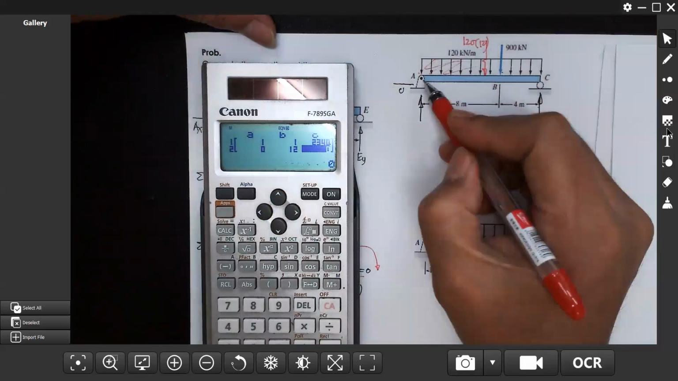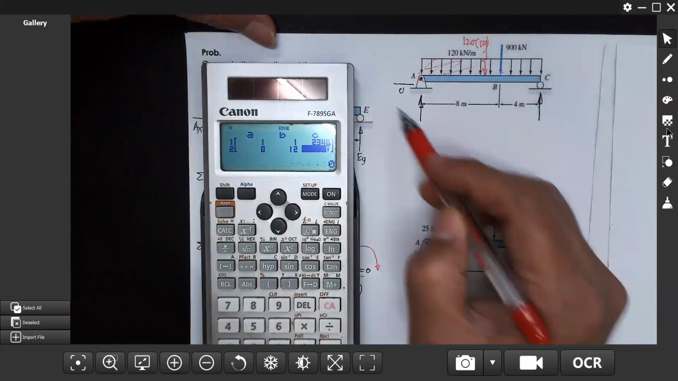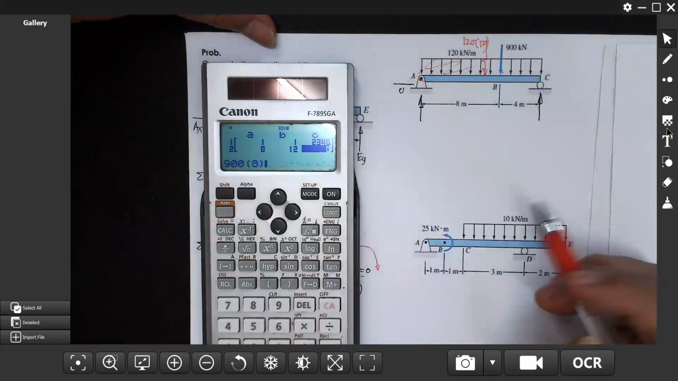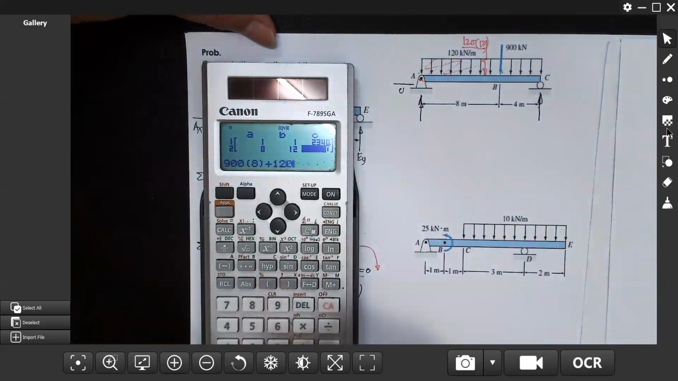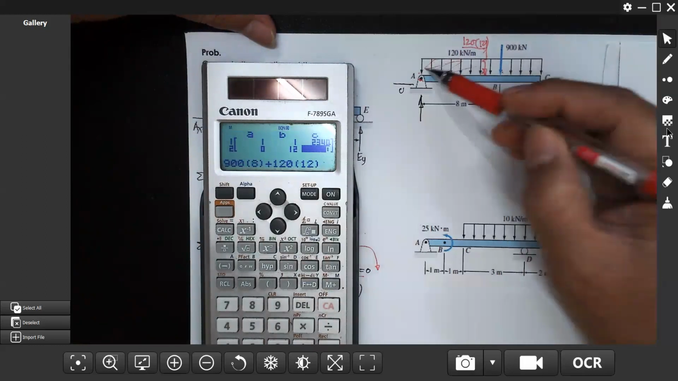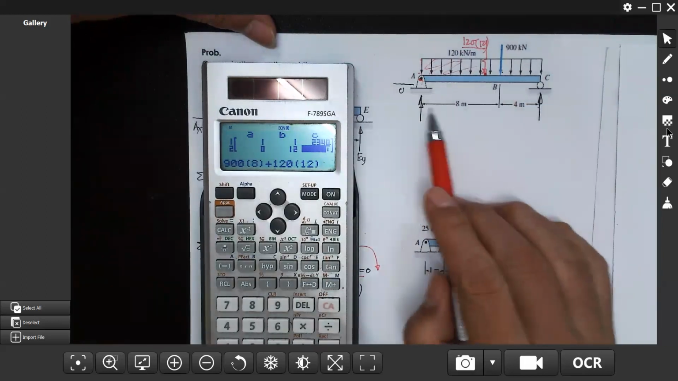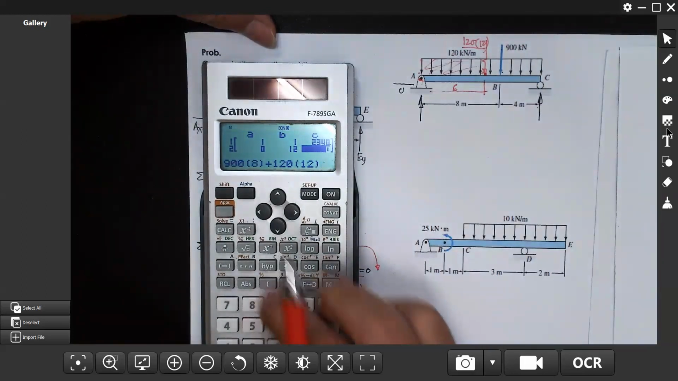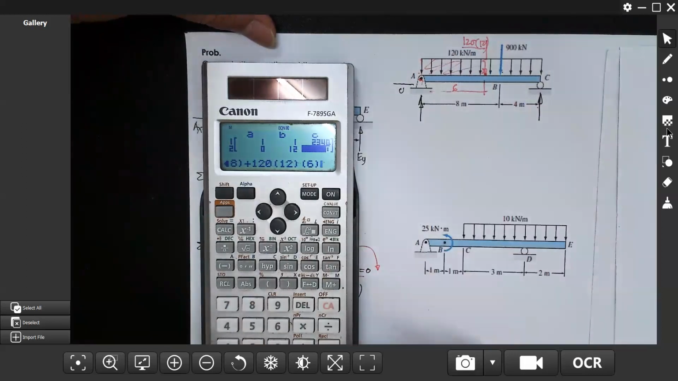Moment, say it. We sum up moment about A, no? So 900 is clockwise. So positive. 900 force, the distance is 8, so times 8. Okay, plus 120 times 12, force lang, times distance. And since this is a uniformly distributed load, the resultant acts at the centroid, or 1/2 of 12. So this distance is 6. So we'll multiply the resultant by 6. So 120 times 12, force times distance 6.